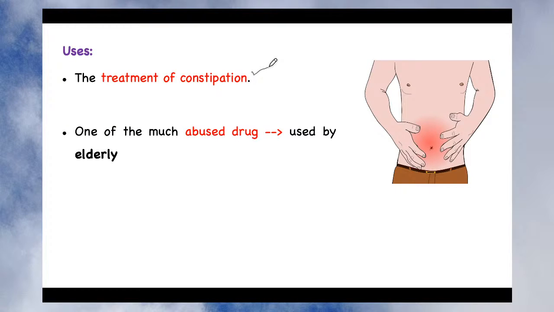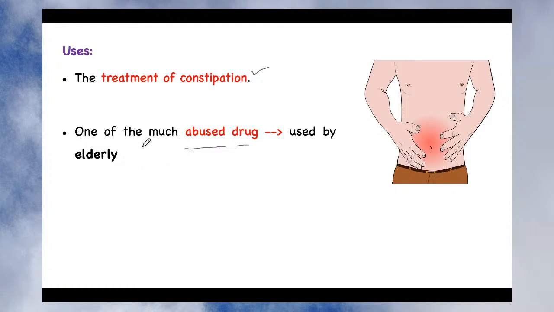In addition, it is mostly used in elderly patients, because in the elderly, natural intestinal motility is decreased. Since motility is decreased, the fecal matter formed in the large intestine does not propel from one part to the other, or is not going forward, isn't it? So to enhance that, elderly patients regularly take purgative drugs. It is one of the much abused drugs used by the elderly.